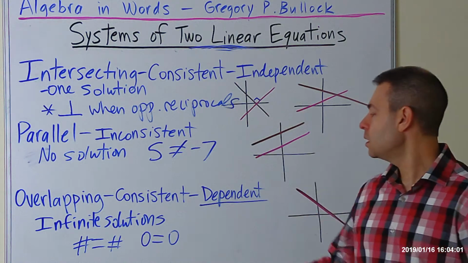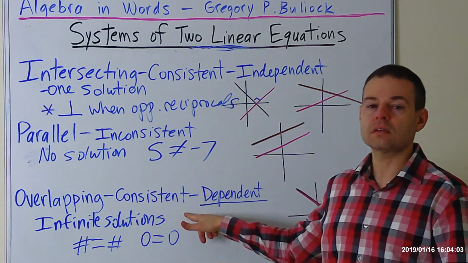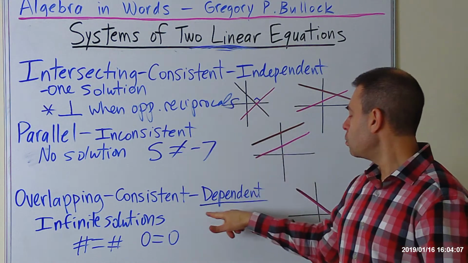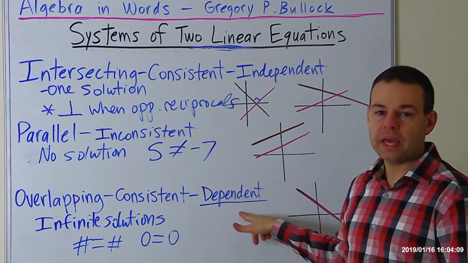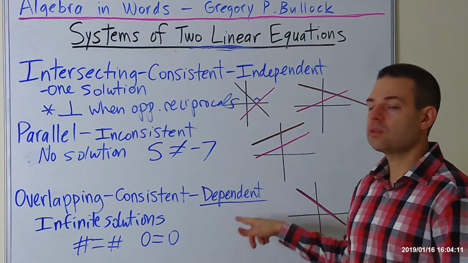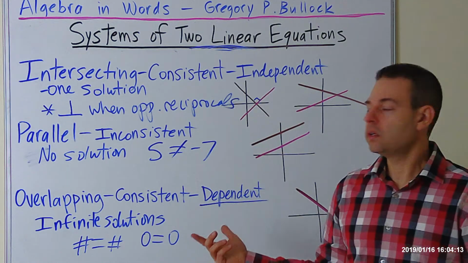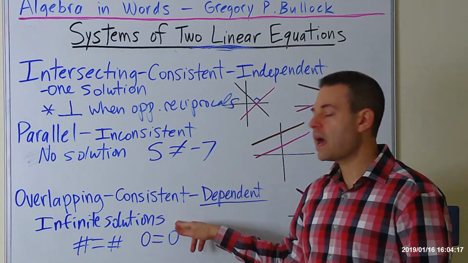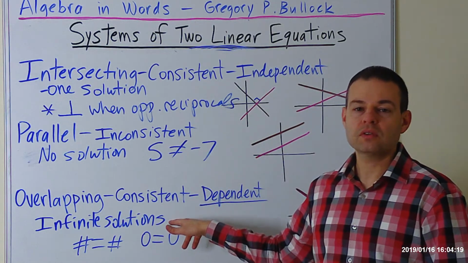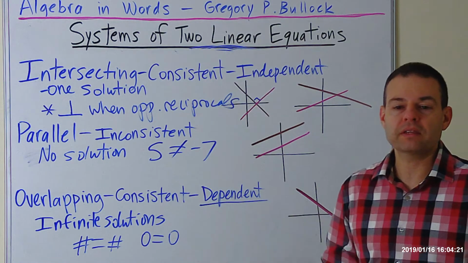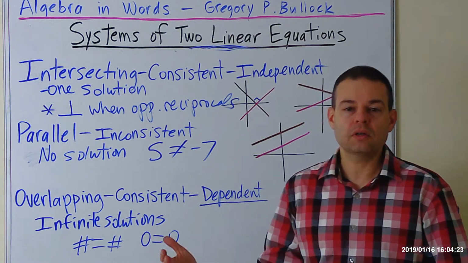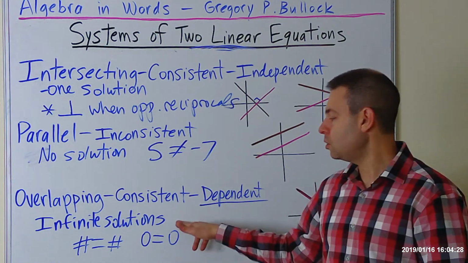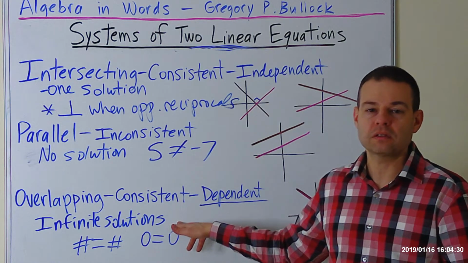In that case, we would call the system consistent, as opposed to inconsistent for when they never touch. We would call the equations dependent. And also, what about the solutions? In a case of overlapping or a dependent system, they have an infinite number of solutions. So if you were doing a problem like this, and however you got to the end of the problem, you knew that they were overlapping lines, your answer would be infinite solutions.